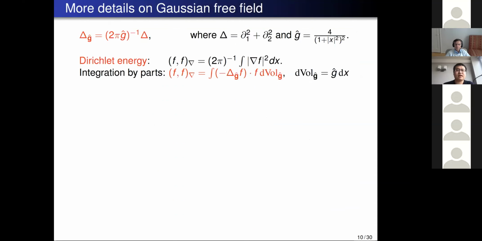Okay, and so here are some more details on the Gaussian free field. Here the Laplacian operator corresponding to the spherical metric is defined as follows. And this delta is the usual Euclidean Laplacian operator. And now we can define the Dirichlet energy as this gradient squared. And then by integration by parts, we have this formula. And here, this volume is the volume corresponding to the spherical metric.